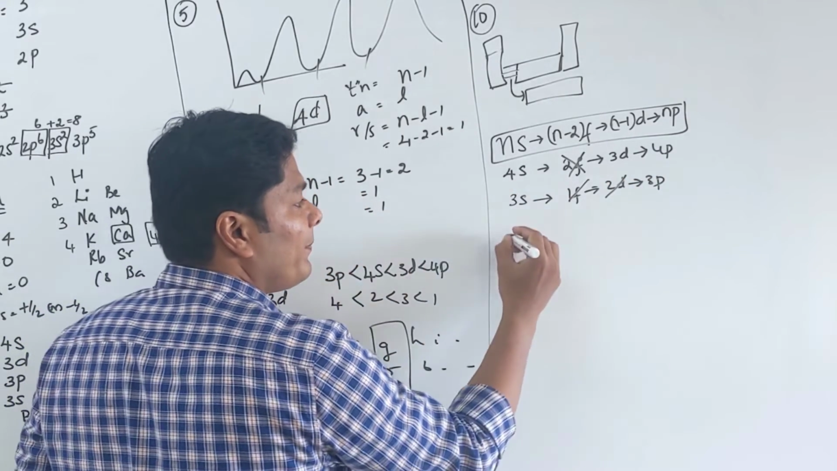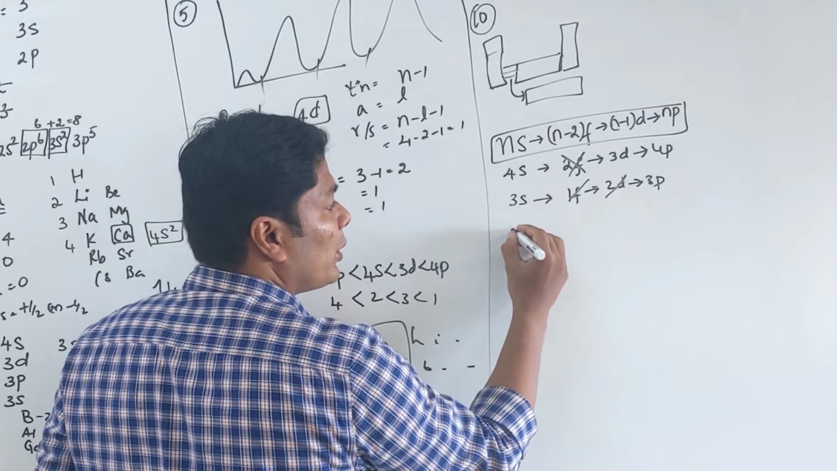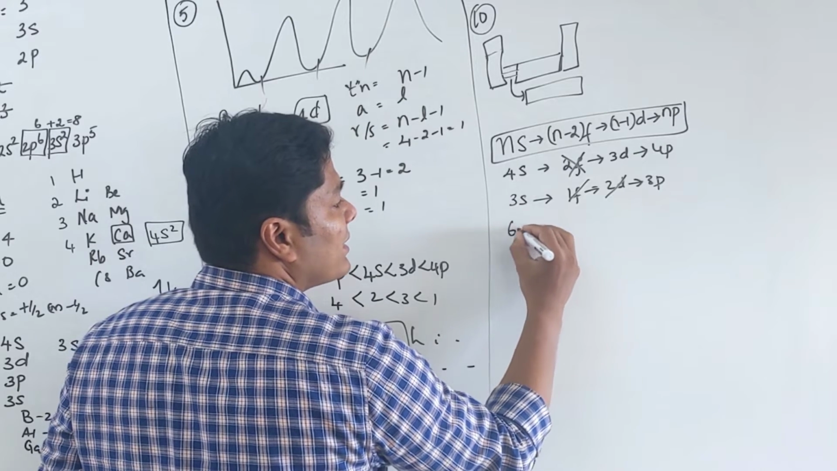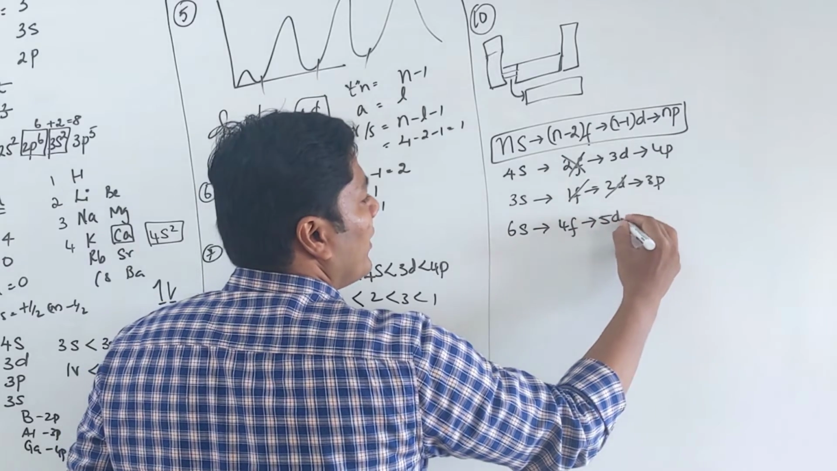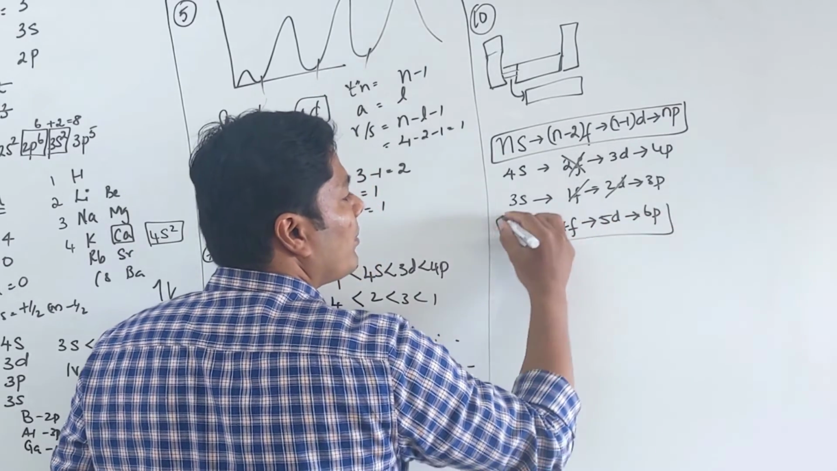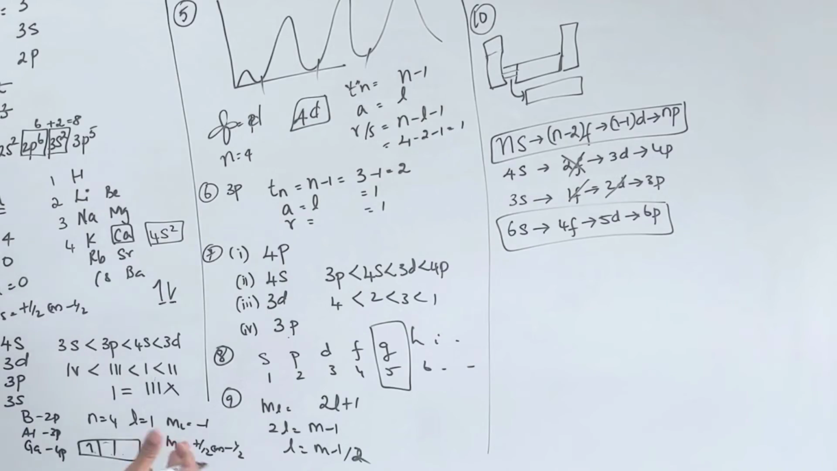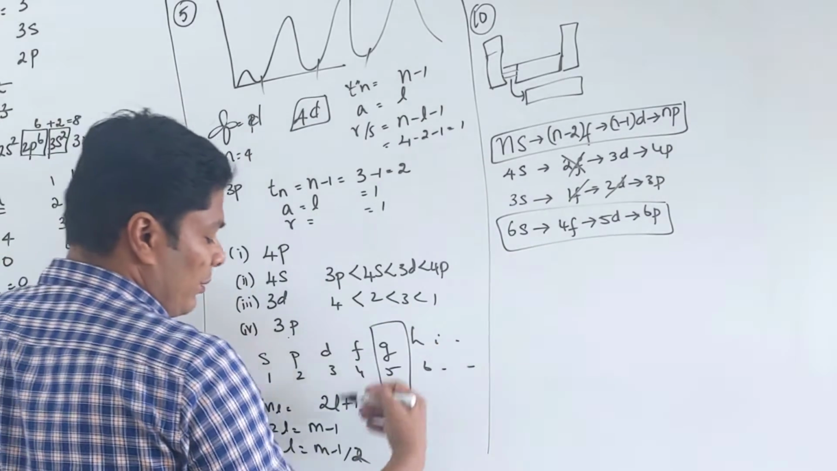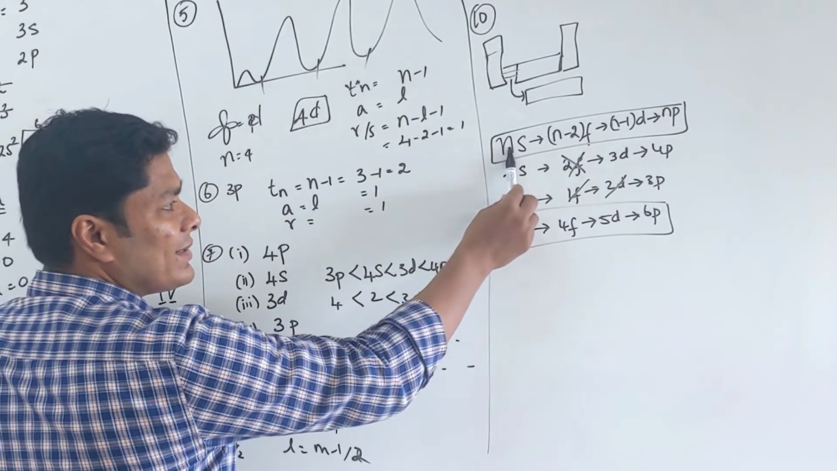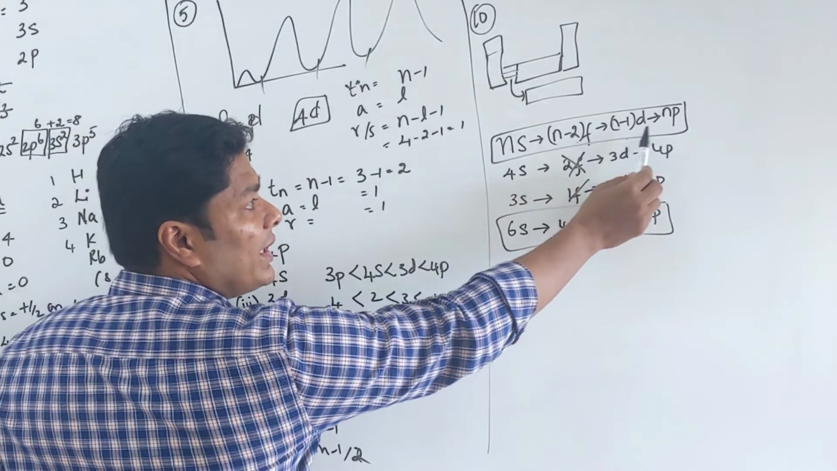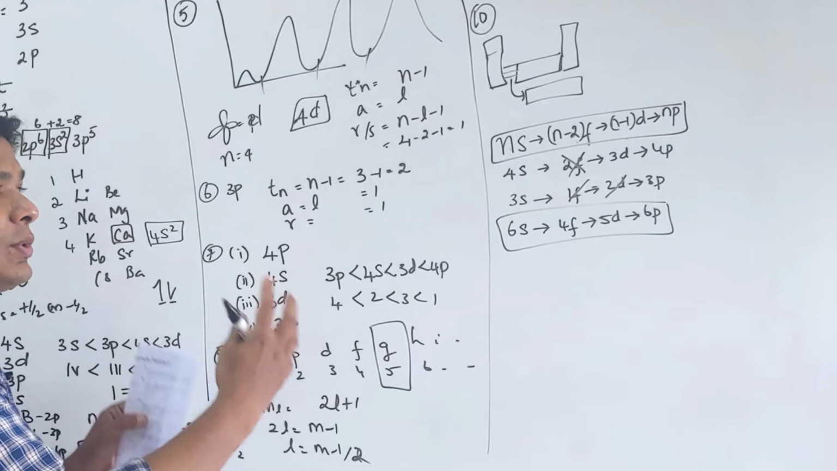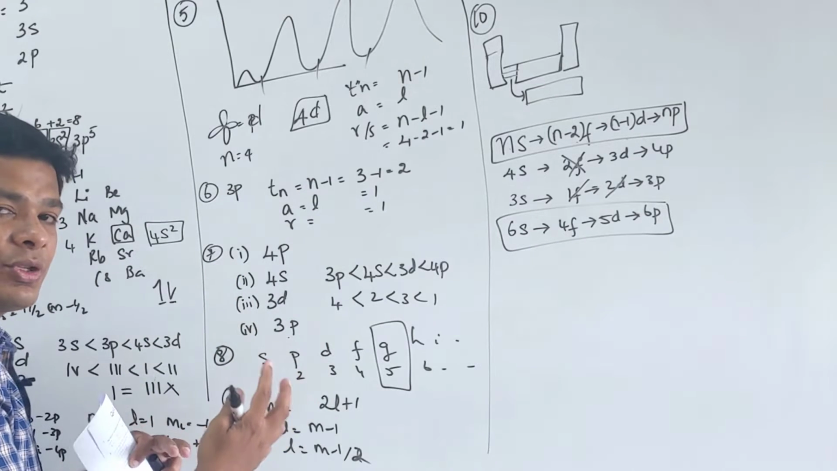Let's go to a higher level. That's where this is extremely important. Now let's take for example 6s. After 6s comes 4f, 5d, 6p. So now I got my order. Extremely simple. Now if we extrapolate this, it's very simple: ns, (n minus 3)g, then (n minus 2)f, (n minus 1)d, np. This is actually not studying chemistry, it's just logic.